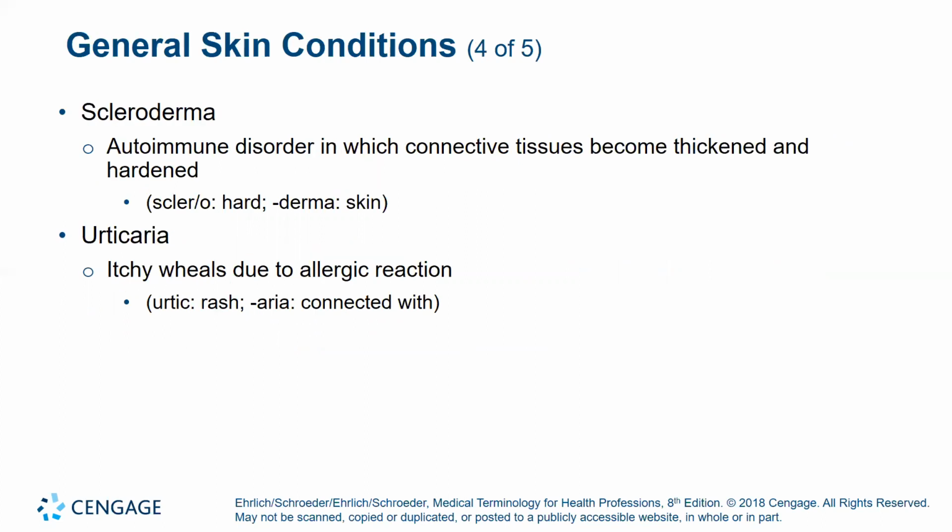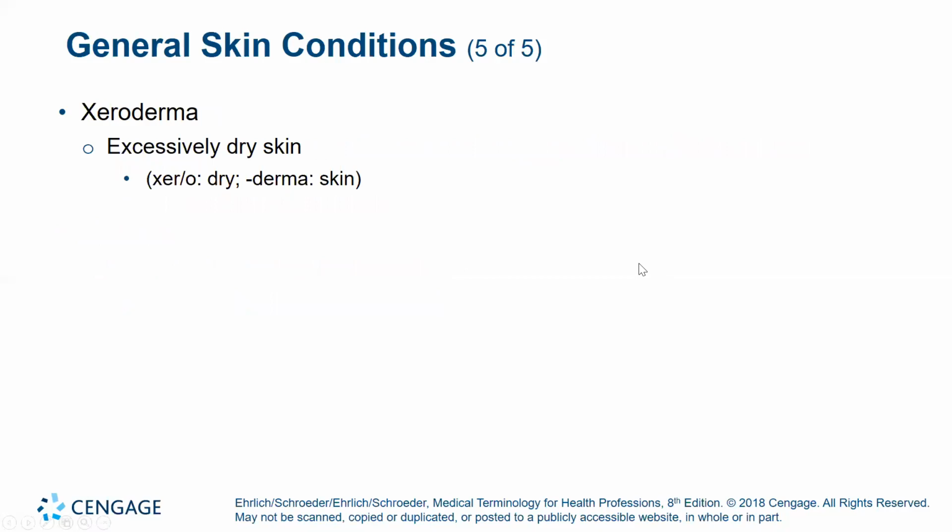Scleroderma. Sclero is hard, derma is skin. So this is an autoimmune disorder where your connective tissues become thickened and hardened. Urticaria. This is itchy wheals due to an allergic reaction. Xeroderma. This is excessively dry skin. Xero is dry, derma is skin.